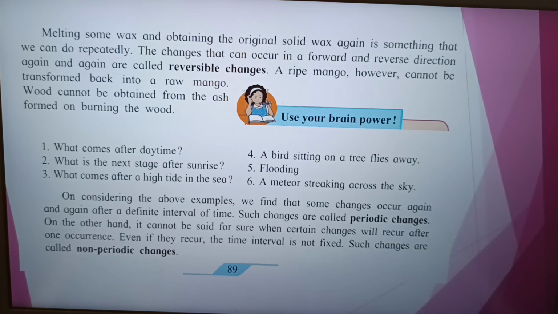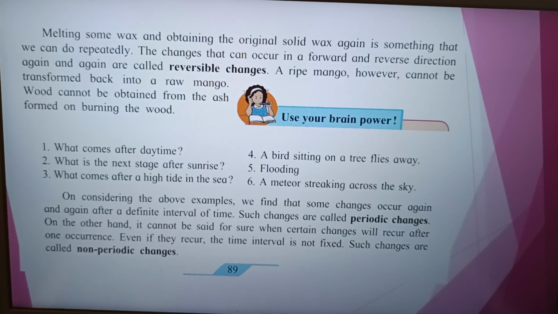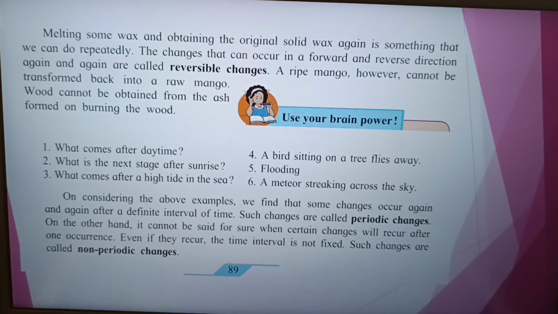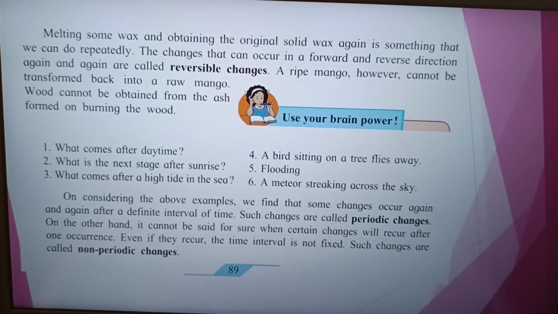On the other hand, it cannot be said for sure when certain changes will recur after one occurrence. For example, flooding, a meteor streaking across the sky, a bird sitting on a tree flies away. So do you have any idea when that bird that was sitting on a tree will come back again? Will it fly at the same interval of time? No. So both examples are given, that is periodic changes and non-periodic changes. It cannot be said for sure when certain changes will recur, and even if they recur, the time interval is not fixed. Such changes are called non-periodic changes.